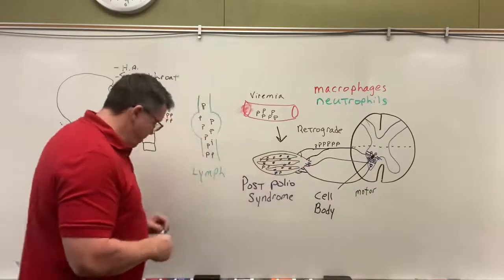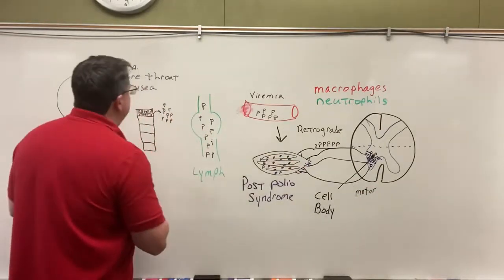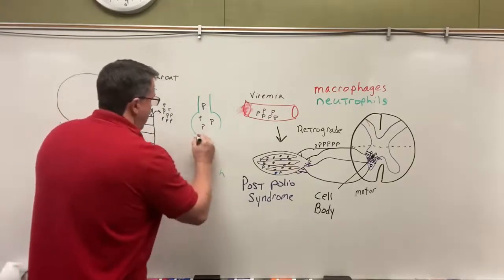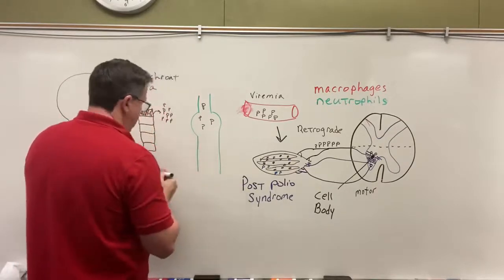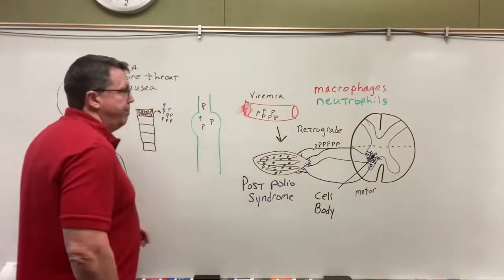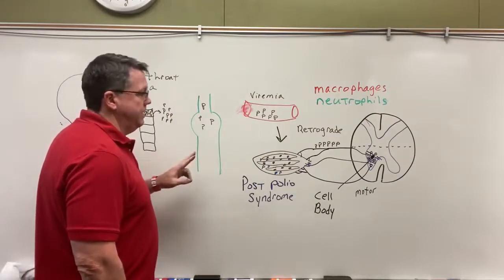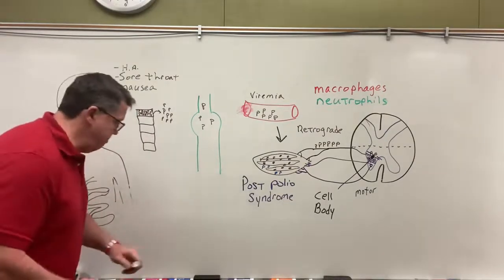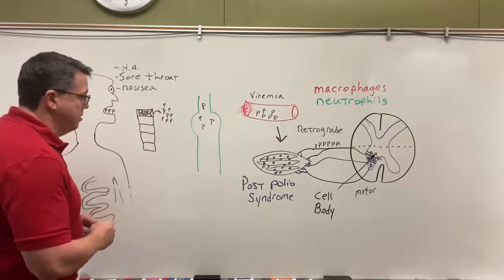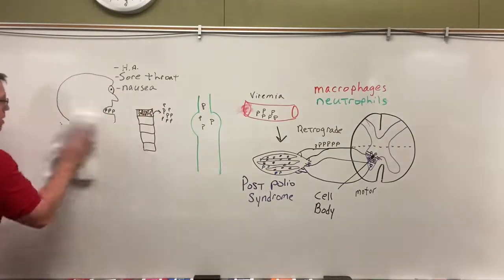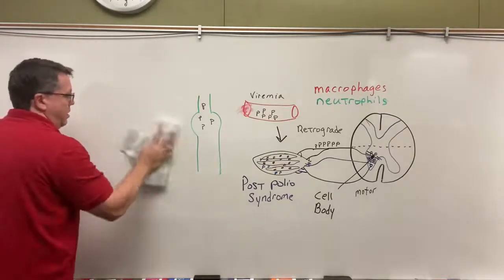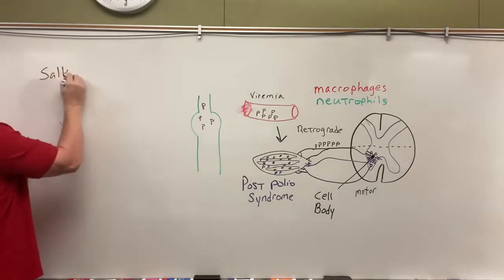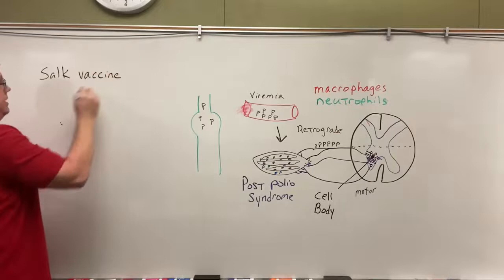Okay, so now let's look at the vaccines here. So there's two vaccines for the polio virus. The first one is called the Salk vaccine. And this was discovered by Jonas Salk. It's the Salk vaccine. And this was the first vaccine that was made.